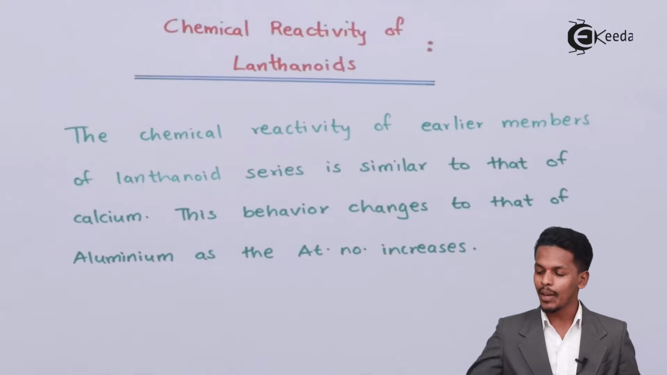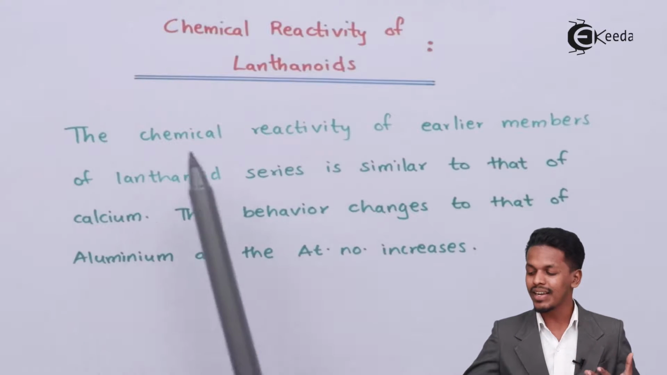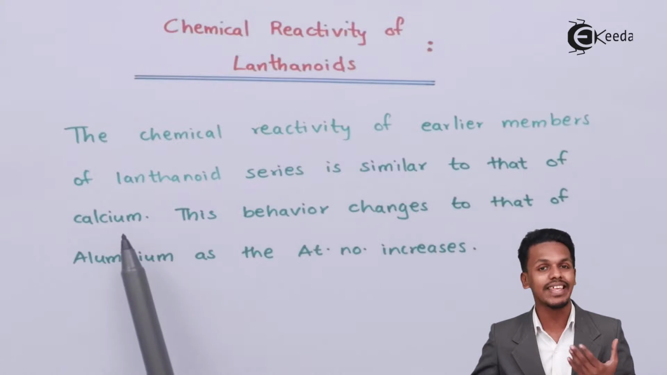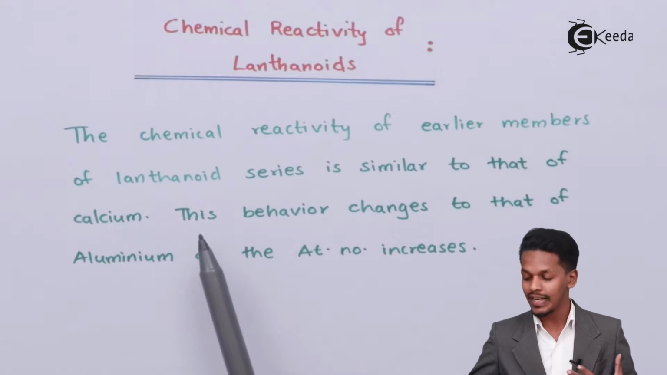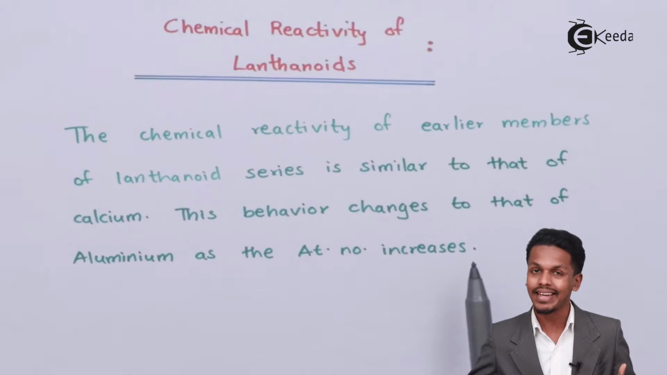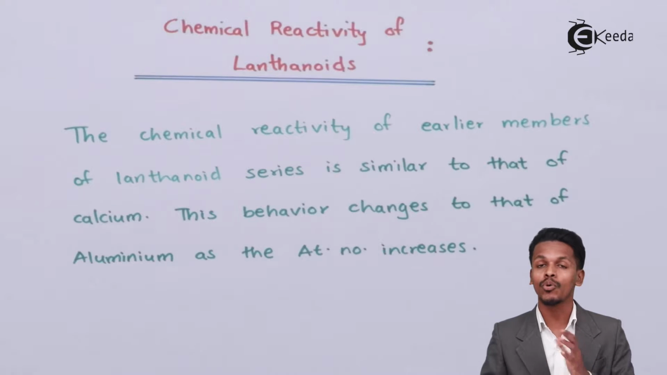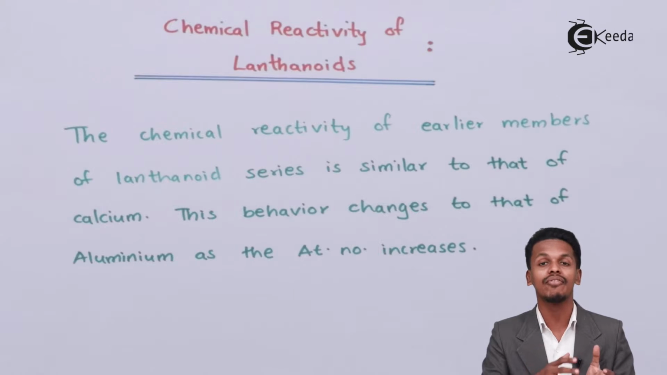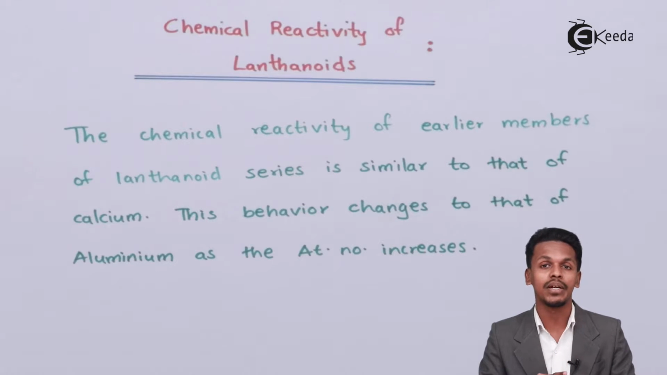So friends, talking about the chemical reactivity of lanthanoids, the chemical reactivity of the earlier members of the lanthanoid series is similar to that of calcium. And this behavior changes to that of aluminum as the atomic number increases. So I'm going to talk about the general reactions of the lanthanoids when they react with carbon, hydrogen or mineral acids. Based on that, we are going to talk about the different chemical reactions exhibited by the lanthanoids.